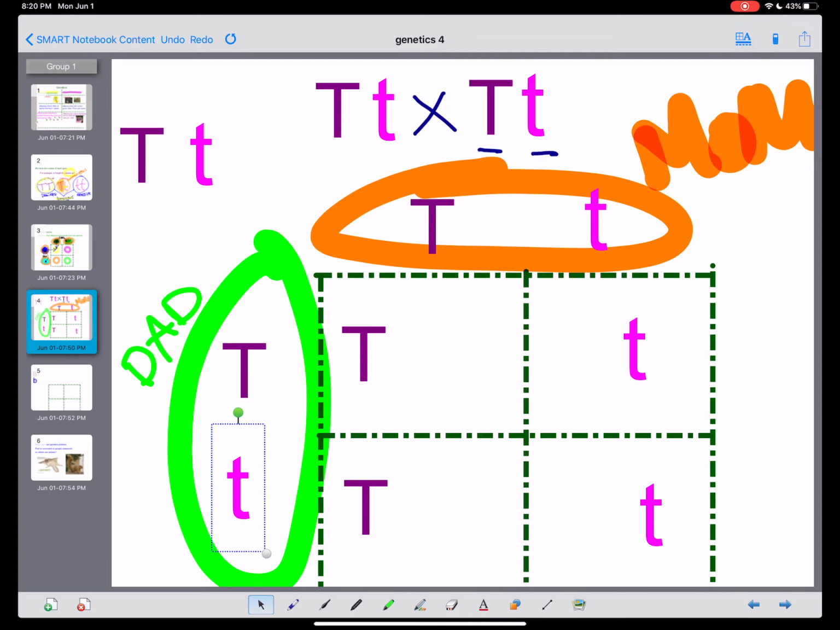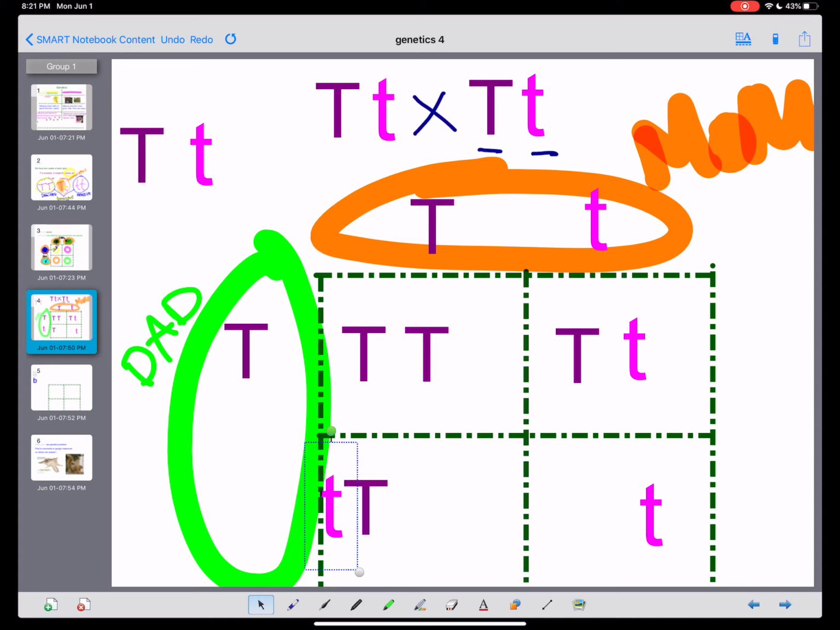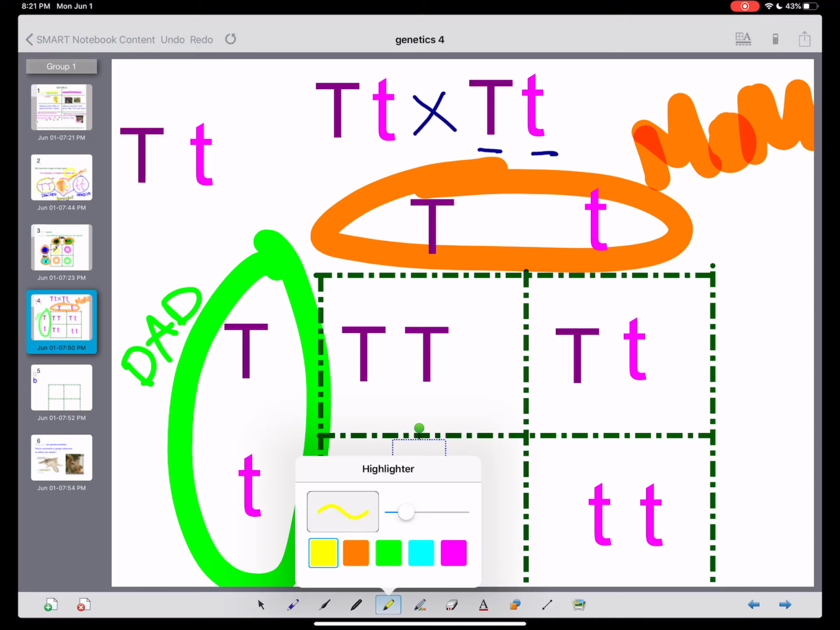So dad's first allele is capital T for tall. Bring that over. Again, capital T for tall. His second allele in the second row, he's going to bring down lowercase t for short and lowercase t for short. So at the end, you see that we have 4 different boxes, but only 3 possible combinations.